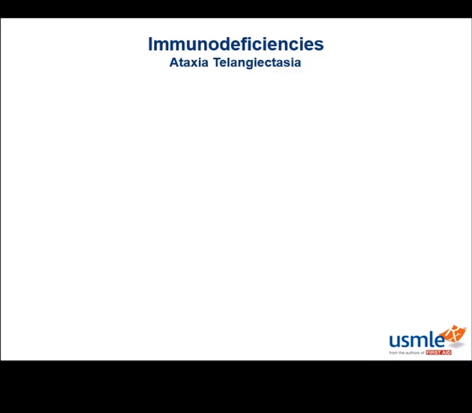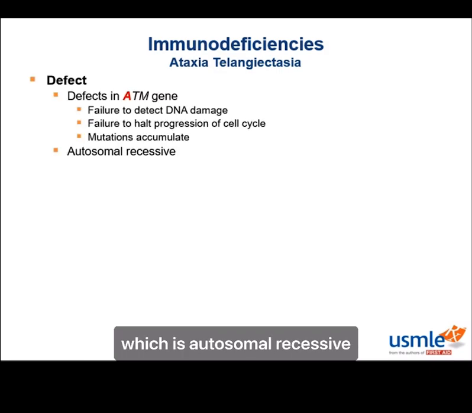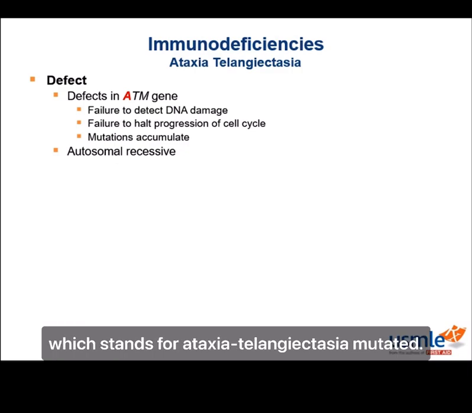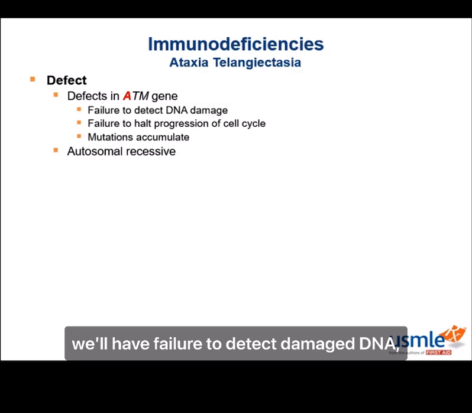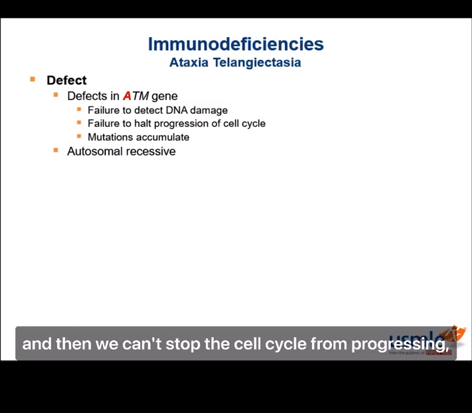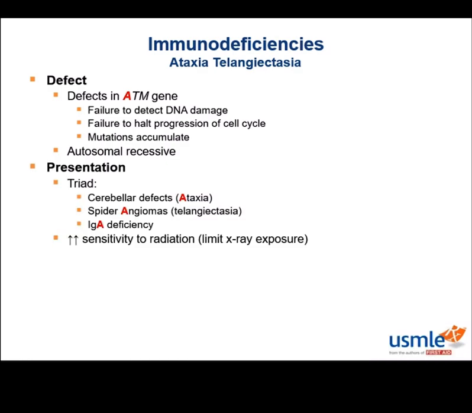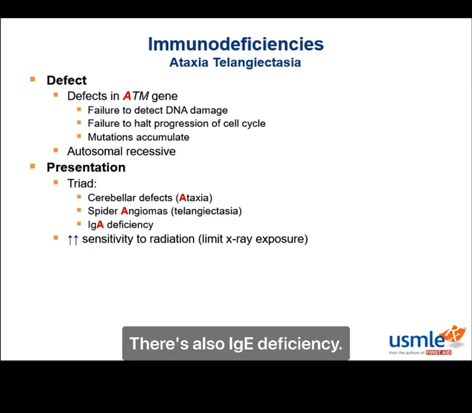All right. Next, we have ataxia telangiectasia, which is autosomal recessive and caused by defects in the ATM gene, which stands for ataxia telangiectasia mutated. Another biochemistry throwback for you: without this gene, we'll have failure to detect damaged DNA, and then we can't stop the cell cycle from progressing, so mutations accumulate. On presentation, there's a triad for this, which of course includes ataxia and telangiectasia, or spider angiomas. There's also IgA deficiency.